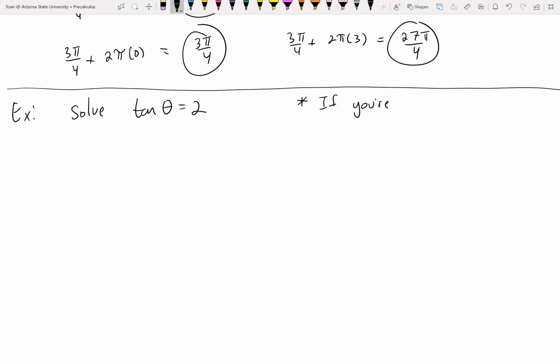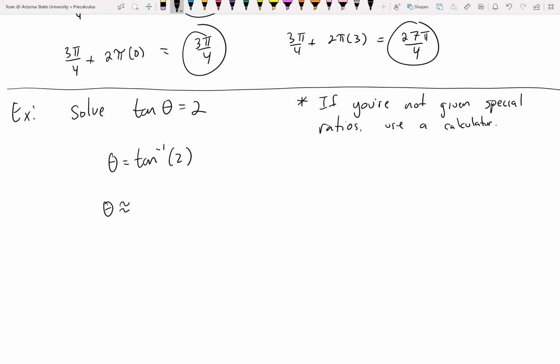If you're not given special ratios, use a calculator. That's it. That's the only thing I wanted to show in this example. So we get theta equals, to get rid of this tangent, we have to use inverse tangent. So according to my calculator, in radian mode, if I type in inverse tangent of 2, I'm going to get about 1.12 radians.